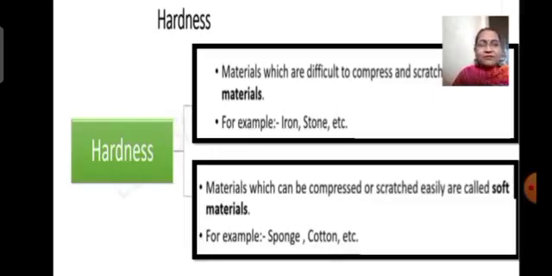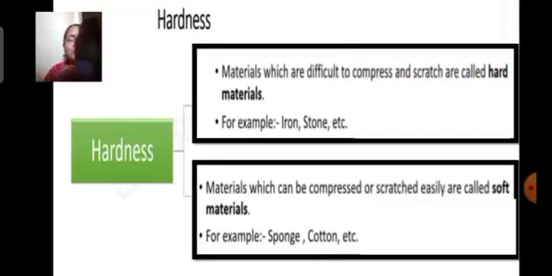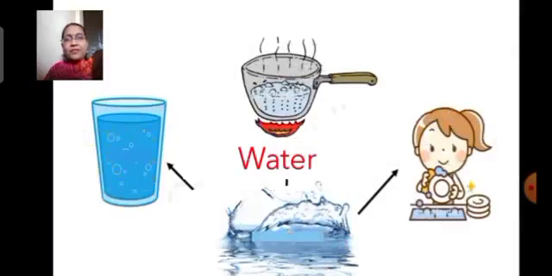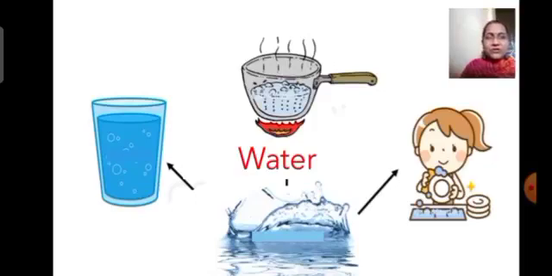In that, we divided materials into two types. Materials which are difficult to compress and scratch are called hard materials. For example, iron, stone, etc. are hard materials. Materials which can be compressed or scratched easily are called soft materials. Examples of soft materials are sponge, cotton, etc. Now, let's begin with today's topic.